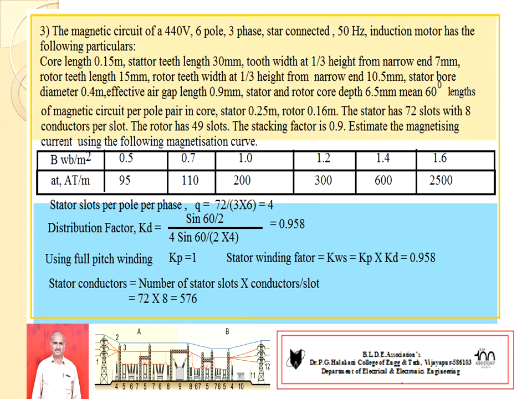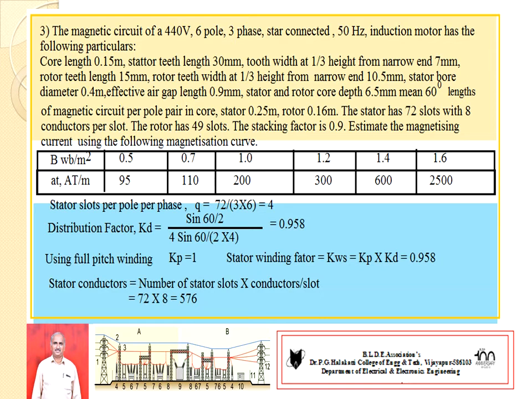So you write down the details and try to plot the graph B versus AT, flux density versus MMF per meter. X-axis you take flux density, AT you can take y-axis. You take the suitable scale. This is very important because we have to use AT value from respective flux density.